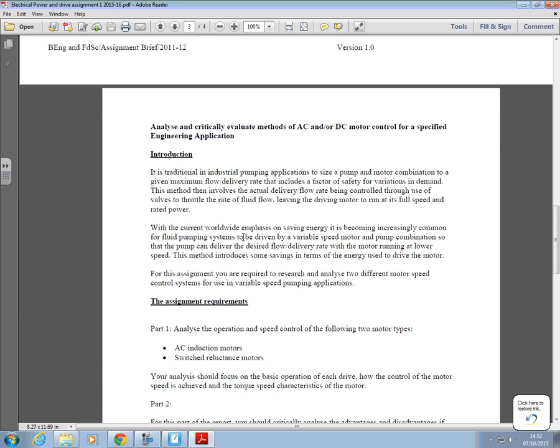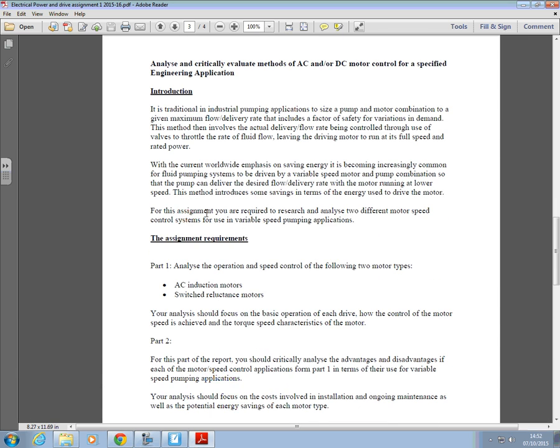Moving down the page. So this assignment: it is traditional in industrial pump applications to size a pump and motor combination to a given maximum flow or delivery rate that includes a factor of safety for variations in demand. So you aren't going to design a system that will only just deliver the flow rate that you want, you're going to over specify. What they're saying in not so many words.